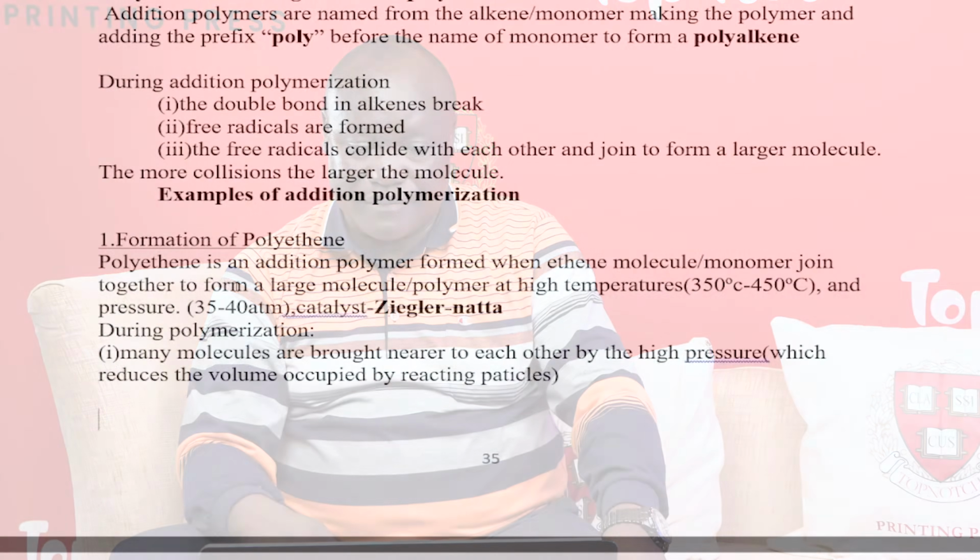Now, the type of the polymer that is formed will depend on the monomer. During addition polymerization, the double bond of the alkene will break, free radicals are formed, and the free radicals collide with each other and join to form a large molecule.